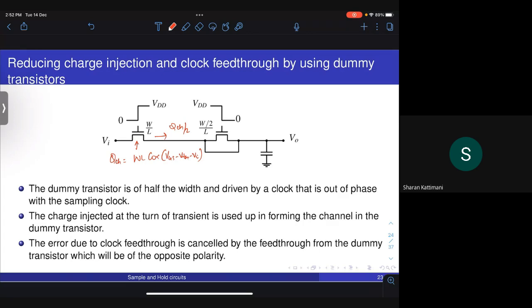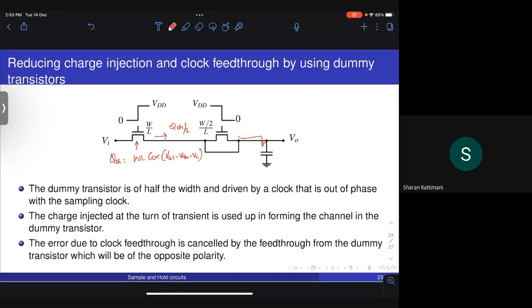Because once the sampling switch turns off, the dummy switch turns on. And once the dummy switch turns on, it needs charge in the channel. Basically, the inversion layer charge has to be formed in order to maintain it in the linear region. Now, where does that charge come from? It basically has to come from the source and drain only. So whatever charge is injected by the sampling switch is absorbed by the dummy switch in order to form its inversion layer, and therefore very little or no charge goes onto the output capacitor. Okay, again, that is about the charge injection.